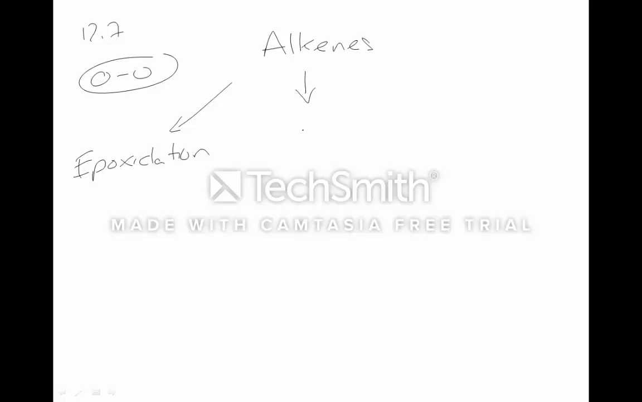We can take alkenes, and we can do a couple different reactions. These are typically oxygen-oxygen types of delivery, or an oxygen-oxygen bond. We can take alkenes and do what's called epoxidation. We can form epoxides. We can do a dihydroxylation. We can add two hydroxyl groups, two alcohols.